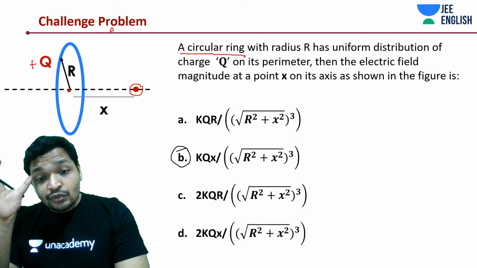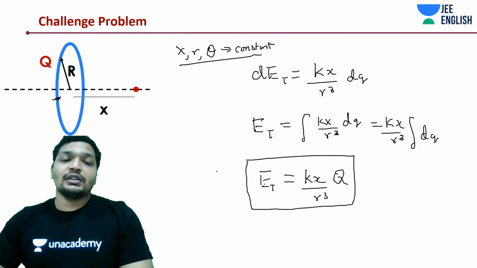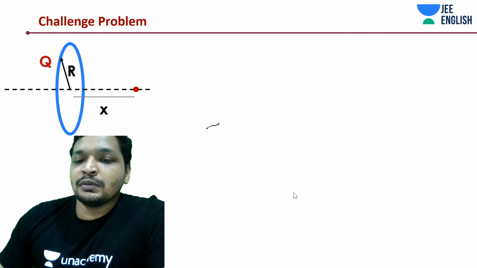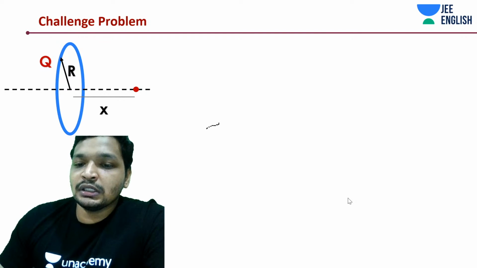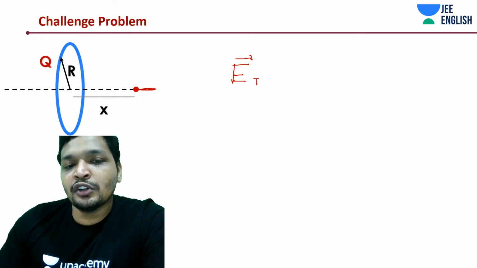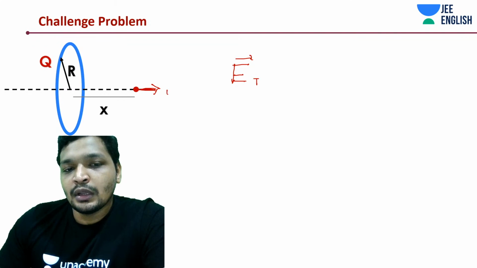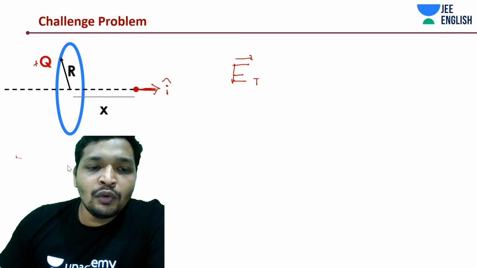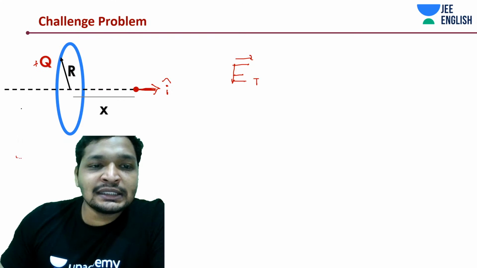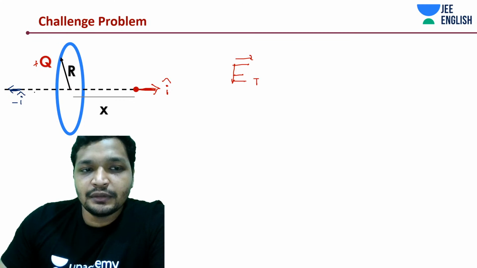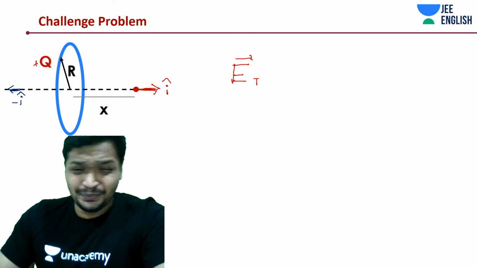Now let me come to the important part. Let's choose a different color. There is a concept around this problem which can be asked, and is also asked. I'm writing it down as E total. This is going to be in which direction, students? This is going to be in the plus i direction for plus q. Now on the other side it is going to be in the minus i direction. It's going to push it away for a plus q.